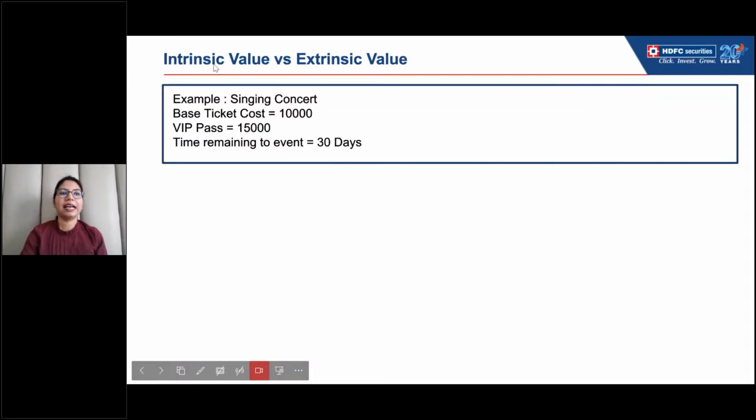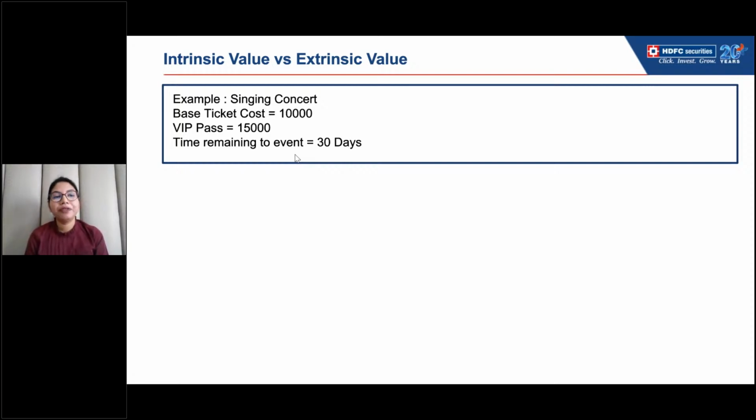Okay, so as we saw, it has intrinsic value and extrinsic value. Extrinsic value is nothing but the time value. ठीक है, हम लोग एक एग्जांपल लेंगे इंट्रिंसिक और टाइम वैल्यू को समझने के लिए। इमेजिन के देयर इज सम सिंगिंग कॉन्सर्ट इन योर सिटी। ओके, कोई सिंगर आ रहा है आपके सिटी में, कोई कॉन्सर्ट है। नाउ द बेस टिकट कॉस्ट इज ऑफ 10,000, ओके, एंड वीआईपी पास इज कॉस्टिंग यू 15,000. नाउ व्हाट इज कॉमन इन बोथ ऑफ दीज टिकट्स? What you are getting in both of these tickets, that you will be able to see the concert. Okay, you will be able to attend the concert.